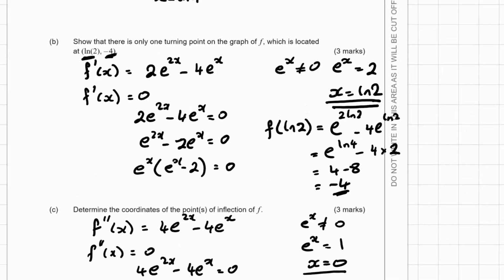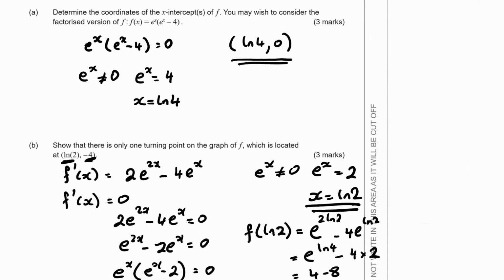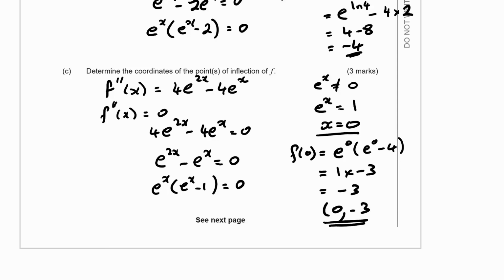And if x is 0, so let's just go from this factorized form here. So f of 0 is going to be e to the 0 take away 4, which is 1 times negative 3, which is negative 3. So it's at 0, negative 3.